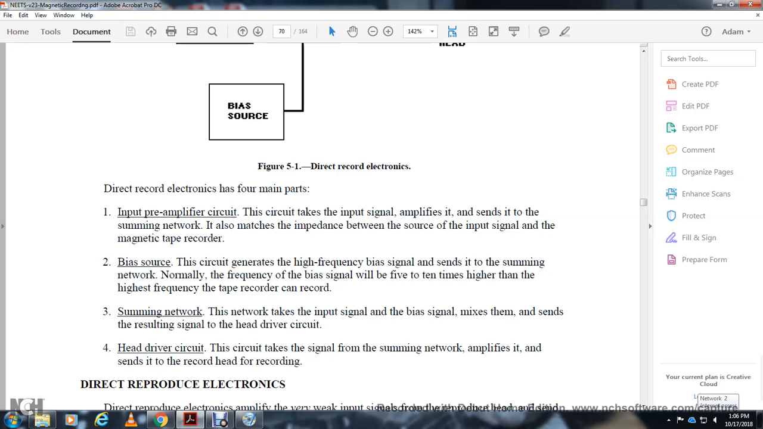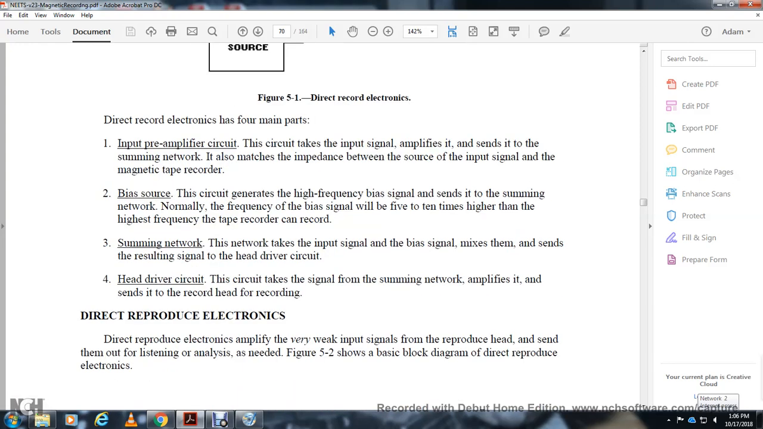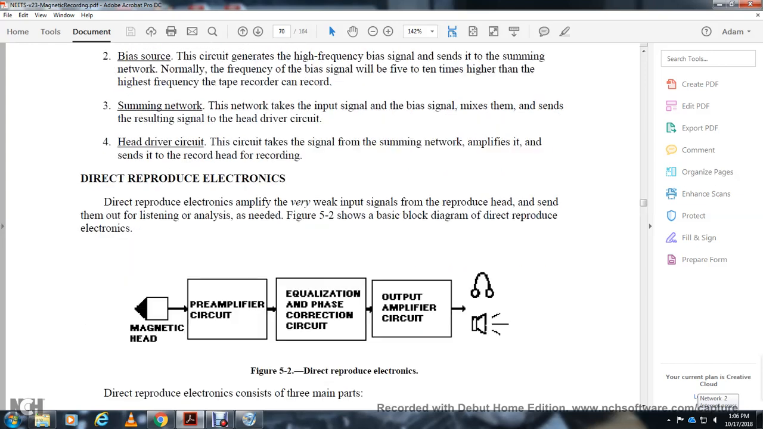The summing network takes the input signal and the bias signal and combines them into a resulting signal for the head driver circuit. The head driver circuit takes the signal from the summing network and applies it to the record head for recording. Direct reproduce electronics amplify the very weak input signal from the reproduce head and send it out to the listening and analyzing device as needed. Figure 5.2 shows the basic block diagram of the direct reproduce electronics.